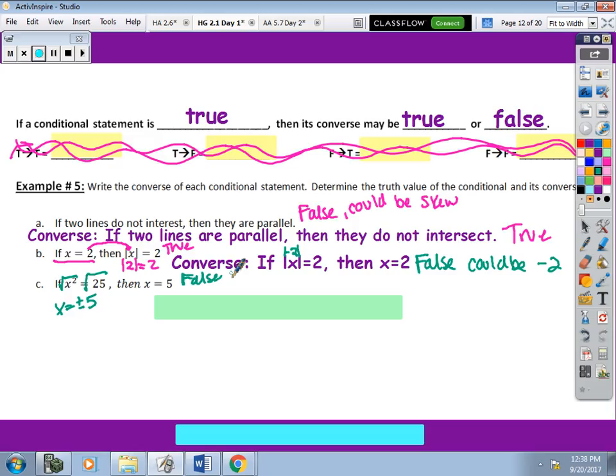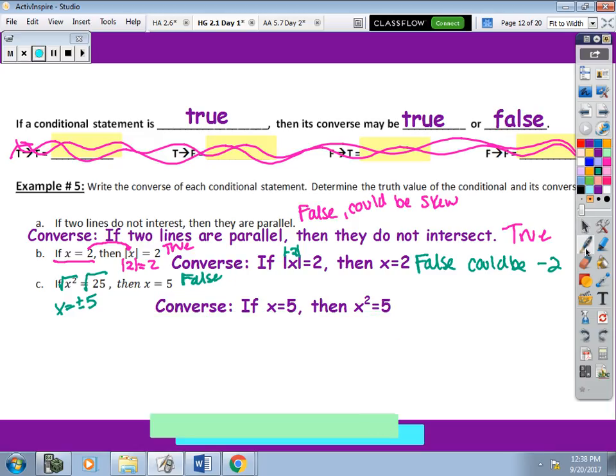Then we write our converse, switch it around. If x equals 5, then x squared equals 25. Is the converse true? If x equals 5, leave this alone. If I plug 5 in, 5 squared, does that equal 25? Yes, that is true.